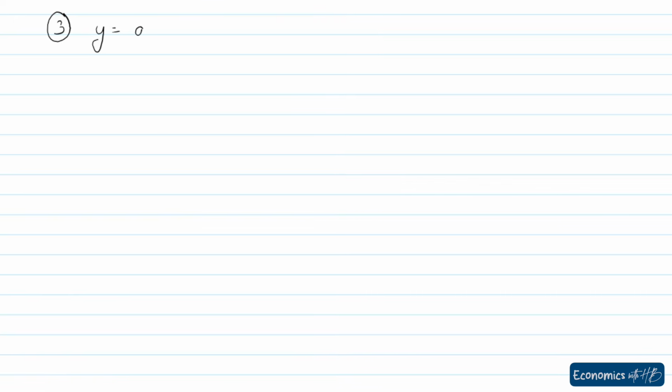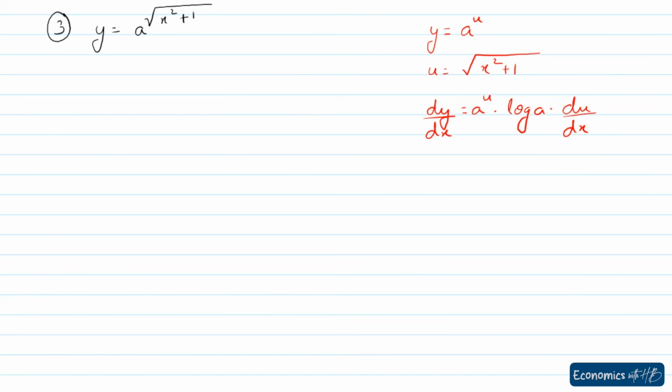y is equal to a to the power under root of x square plus 1. Here again, it is in the form y is equal to a to the power u, where u is equal to under root of x square plus 1. Therefore, dy by dx is equal to a to the power u into log a into du by dx.